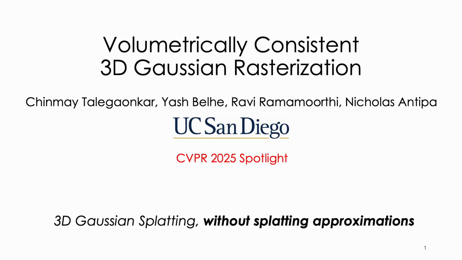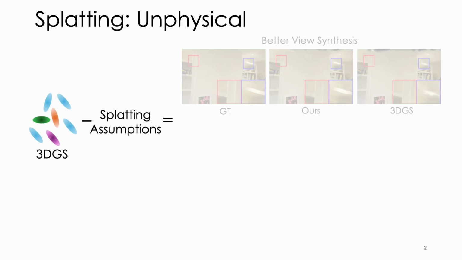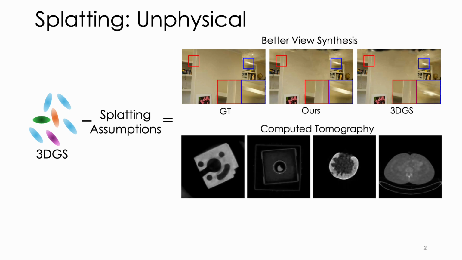We present volumetrically consistent 3D Gaussian rasterization. In this work, we start with 3D GS and remove the splatting assumptions from its rasterizer, which leads to better novel view synthesis and enables applications like computed tomography without any custom changes to our rasterizer.